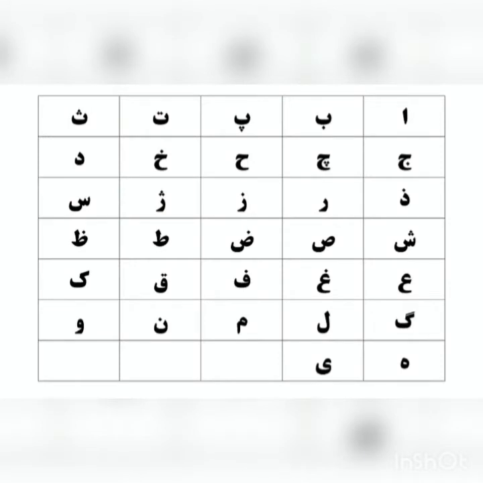Now let's work on the Persian alphabet. As you can see, there are 32 letters in the Persian alphabet. The first letter is Aleph. The word alphabet comes from the Hebrew letters Aleph and Bet. It's the same in Persian. We say Aleph, Ba. Ba is Be and Aleph is A.